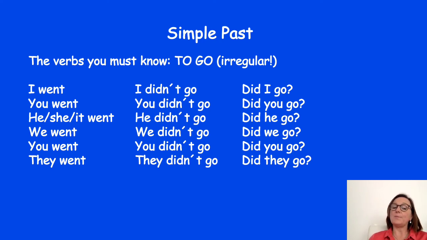Now, if I'm going to make this negative, then the verb to go remains go, and I use the verb to do in the simple past to make it negative. I didn't go, you didn't go, he didn't go, we didn't go, you didn't go, they didn't go. The same when I'm making a question. Did I go? Did you go? Did he go? Did we go? Did you go? Did they go?